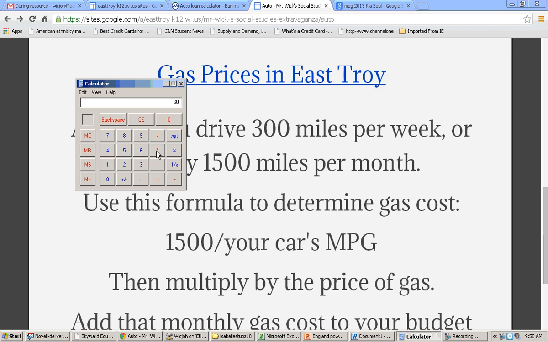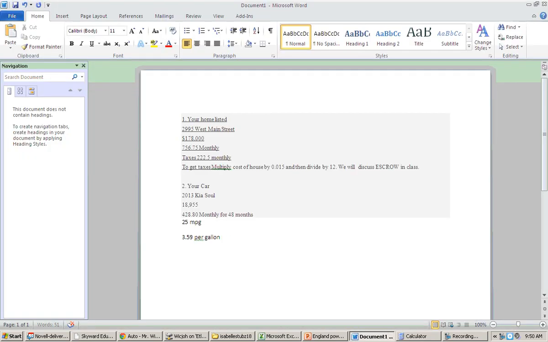Then I multiply that by the price of gas, 3.59 equals, each month I'm spending $215.40 on gas. Again, add that, $215.40, what it costs me for gas per month. We'll be adding that to our budget.